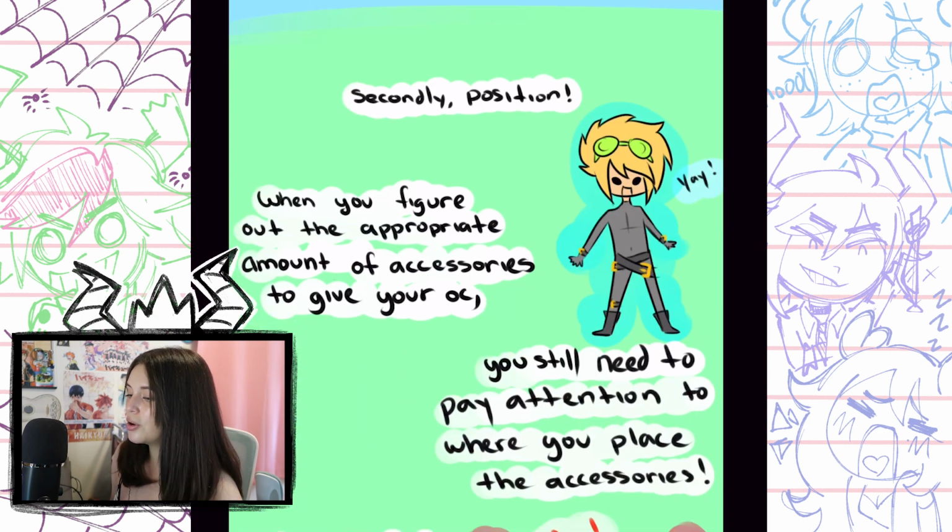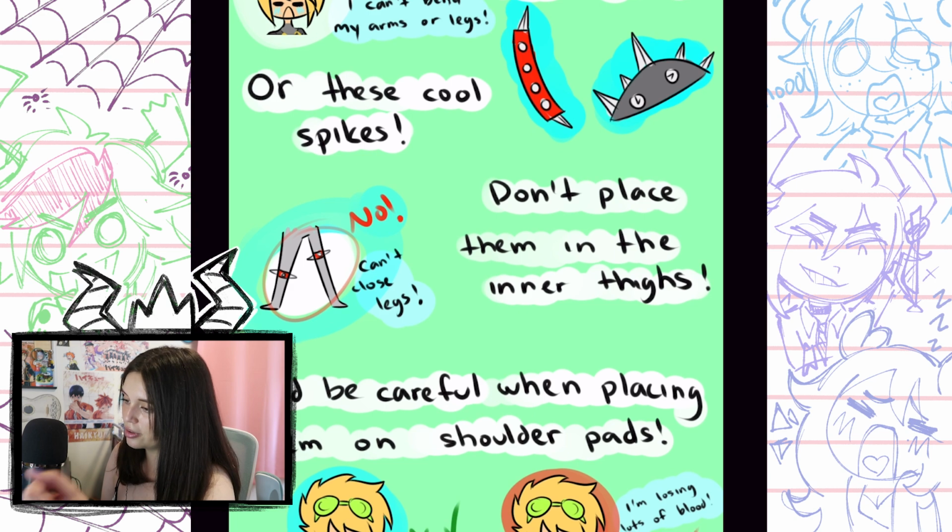Secondly, position. When you figure out the appropriate amount of accessories to give your characters, you still need to pay attention to where you place them. And then he still has quite a few things. He has some on his wrist and he has one on his ankle. They're just normal belts too. Like, this guy needs to figure it out. He's so boring. This is just very... yeah, I did not put any effort into these doodles.